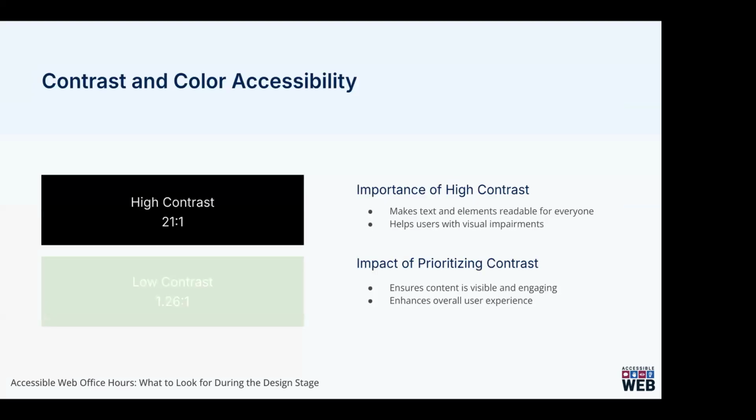Starting with something as simple yet powerful as color contrast, think about trying to read a book in dim lighting. It's challenging, right? Now, imagine you have a visual impairment. Every day can be like reading in that dim light. This is why contrast is so crucial. High contrast ensures that text and other essential elements stand out, making them readable for everyone. By prioritizing contrast in our designs, we are making sure that our content is visible and engaging for all users, not just a select few.